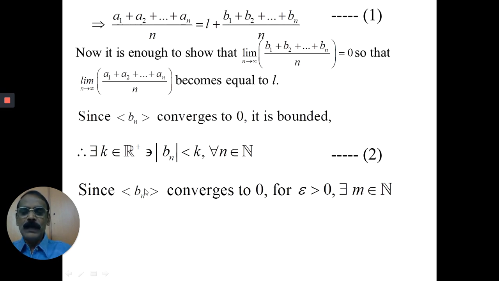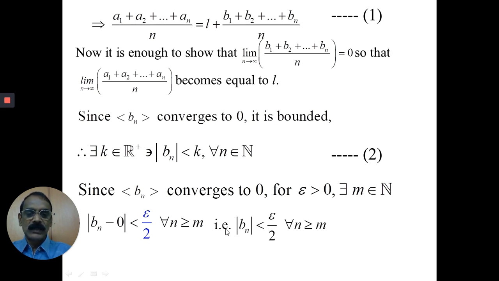Again, the sequence bn converges to zero. Then by definition of a convergent sequence, for a given epsilon greater than zero, there exists a natural number m such that modulus of bn minus l, but what is l here? l is 0. Therefore, modulus of bn minus 0 is less than, normally we write epsilon, but here we write epsilon by 2. There will not be any problem because epsilon by 2 is smaller than epsilon. Therefore, we can take epsilon by 2 without any harm, for all n greater than or equal to m, that is, modulus of bn is less than epsilon by 2 for all n greater than or equal to m.